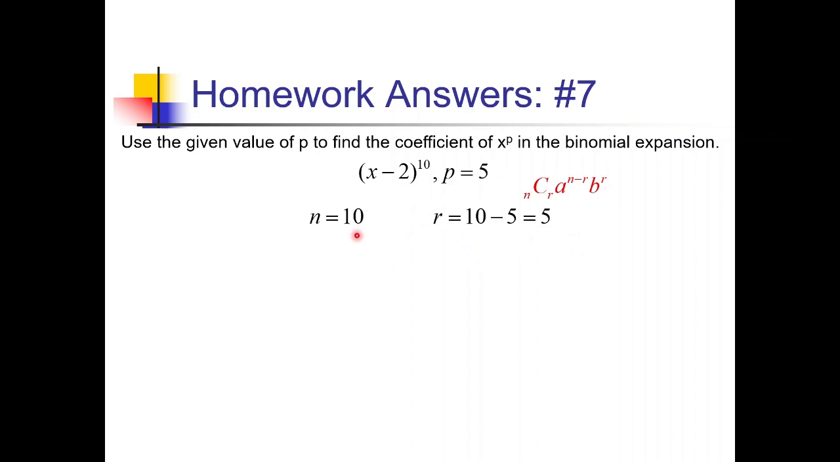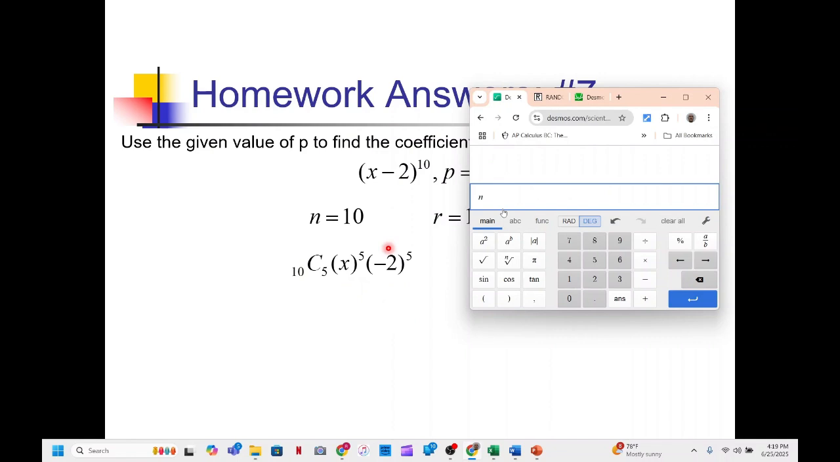So I've got 10 choose 5. That gives me this term that I'm looking for. And we're going to have x to the, let's see here, 10 minus 5 is going to be 5, so x to the 5th, which is what it should be because we are looking for the x to the 5th. And then our b value is going to be raised to the r, which in this case was also 5. So negative 2 to the 5th. Let me do 10 choose 5 on the calculator. So nCr, parentheses, 10 comma 5, which is 252.